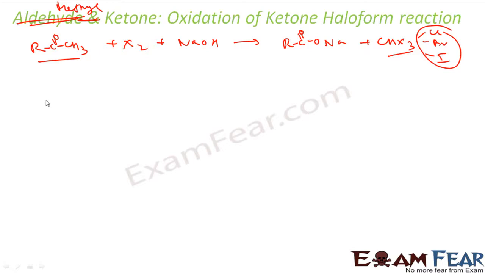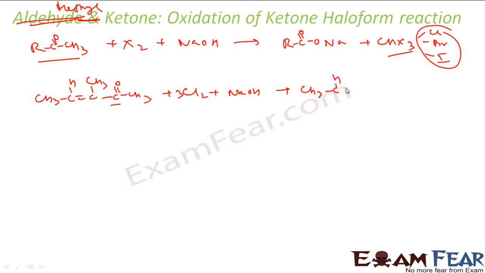For example, I'll take CH3, C double bonded to O, and so on. This is my methyl ketone. You add some chlorine and NaOH, you add 3 chlorine. What you get is, nothing else is broken except this, the ONa, and it becomes CHCl3. Correct. This is only used for methyl ketones.